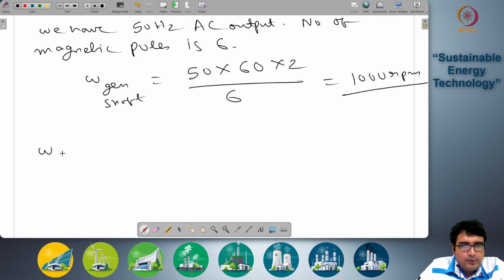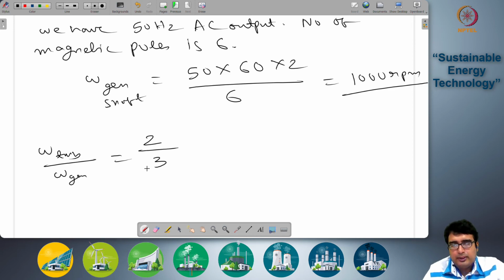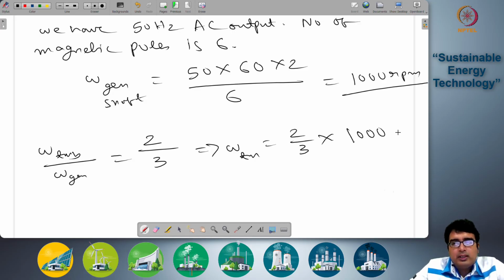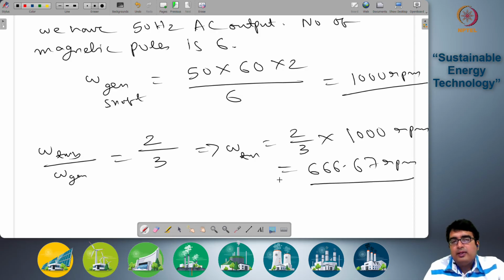And we also have omega turbine by omega generator as 2 by 3. Okay, omega generator by omega turbine is 3 by 2, so this is 2 by 3. This implies omega turbine equals 2 by 3 into 1000 RPM equals 666.67 RPM. So the angular velocity of the turbine shaft is 666.67 RPM.